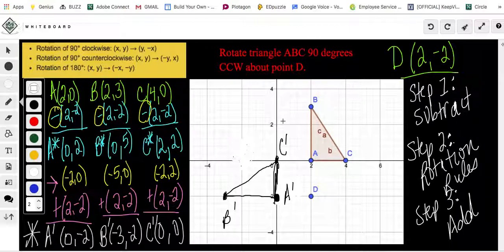So this is just a quicker way to look at it. Step 1, subtract. Step 2, use your rotation rules. And step 3, add the point back.